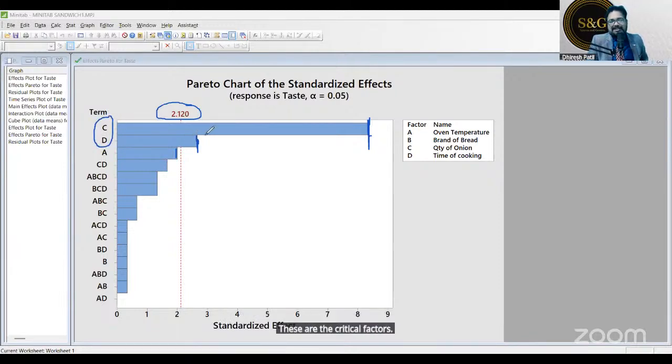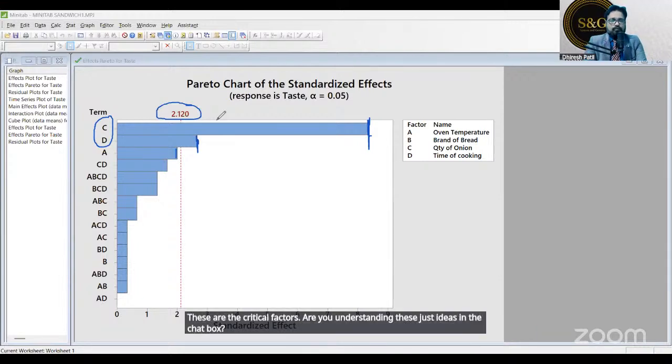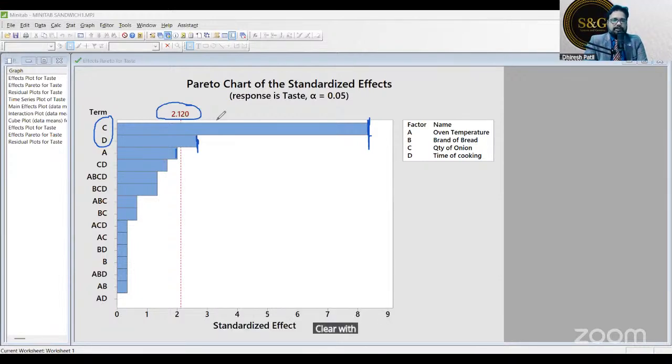Are you understanding this? Just type yes in the chat box. Clear with this? Just give me yes.